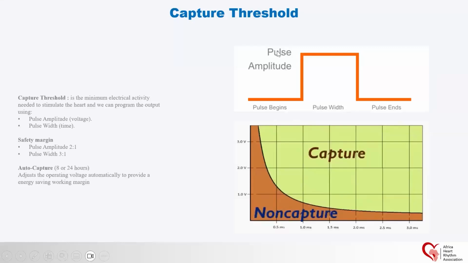In this relationship between the pulse amplitude and pulse width, we have the energy delivered to depolarize the myocardium. And we also always have the safety margin. That means we have the threshold, but we will program a higher value with a safety margin to be sure this value will depolarize the myocardium, especially if the patient is dependent, or we have a third degree AV block.